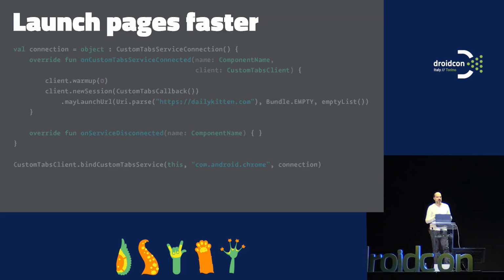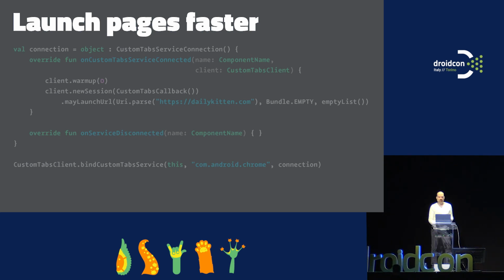And finally, the most interesting thing here and the most useful thing for users is you can preload this so that the page loads faster, so the user doesn't end up having to wait for a web page to load. The way to do this is to create an object that inherits from custom tabs service connection. Then you call custom tabs client bind custom tab service with these parameters. And in the callback on custom tab service connected, you get the client. On that client, you start by calling warmup. And you may wonder what the 0 there means. In the documentation, it says it's for future use. So just leave it at 0.